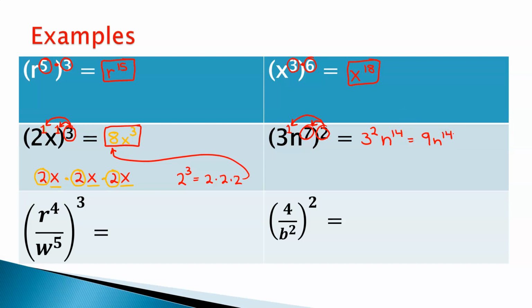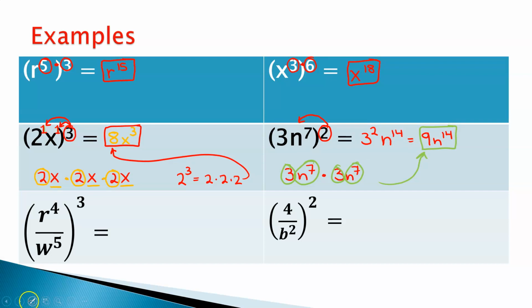If you didn't like that, what could you do? You could still go ahead and rewrite this. The power of 2 here says that you have 2 copies of what's inside. So this entire thing, 3n to the 7th times another 3n to the 7th. And just like we did before, what's 3 times 3? Well, that gives us 9. What's n to the 7th times n to the 7th? 7 plus 7 gives us 14. Completely up to you which way you want to approach it.